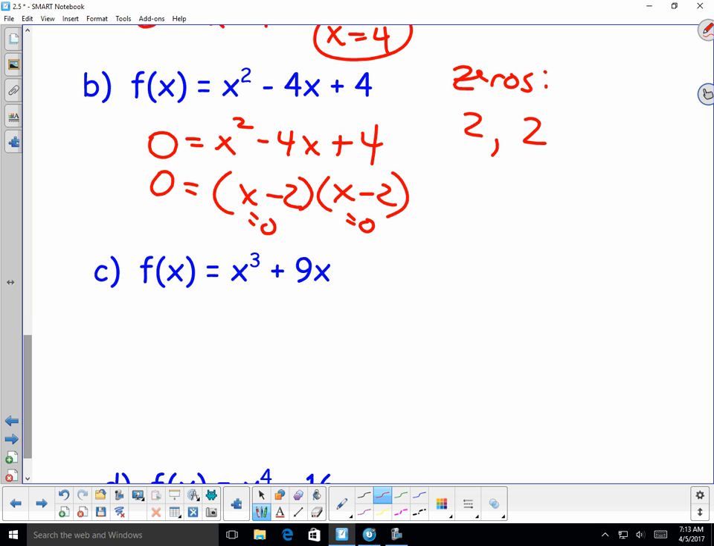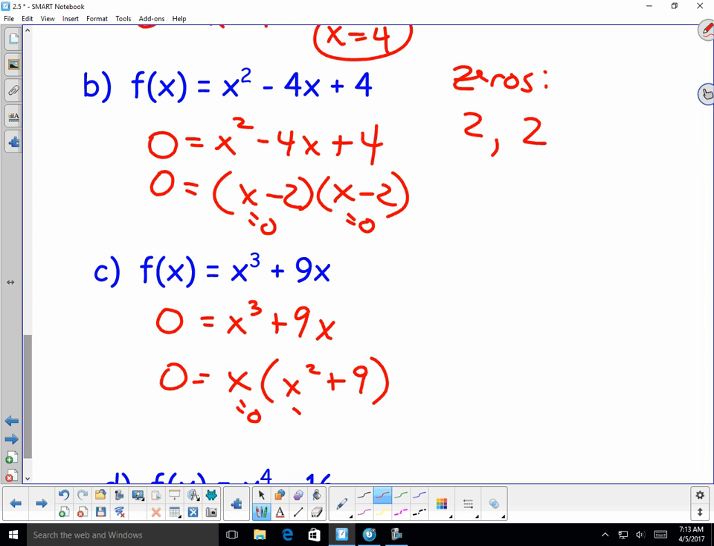All right, let's try this one. We've got f of x equaling x cubed plus 9x. We're trying to find the zeros of the function. That means we want to know what x values are going to make our function equal to 0. So we set the function equal to 0. In this case, I think we could factor out an x. So we get x squared plus 9 times x. And then we're going to set each of these equal to 0. So I get x equals 0 or x squared plus 9 equals 0.